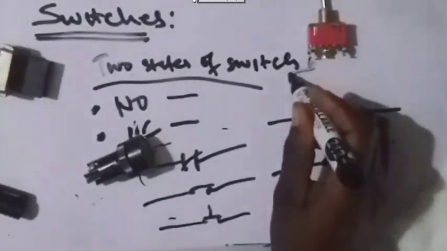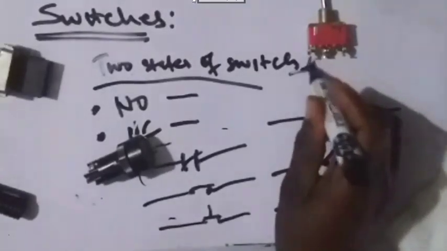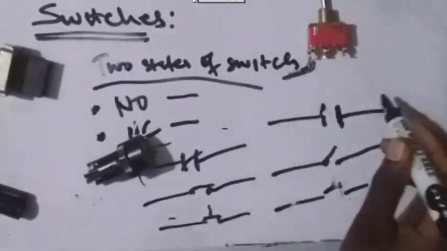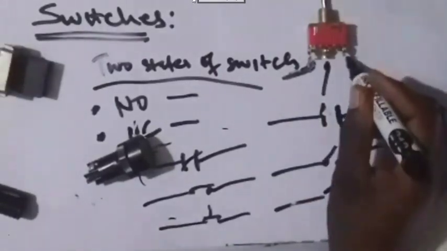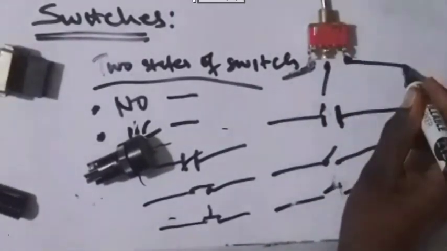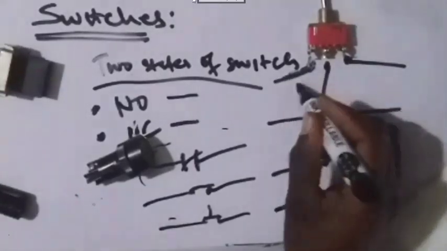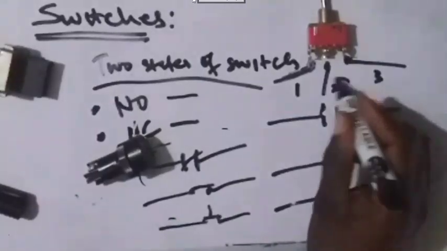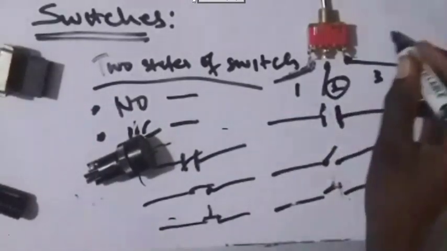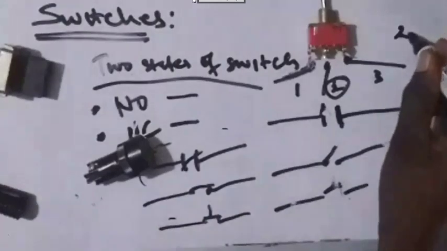Okay, let's see how it looks like. Let's place it like this. So this is one terminal of the switch. There's a middle one. This is another terminal of the switch. There's another one going like this. This is another terminal of the switch. Let me call it 1, 2, 3.